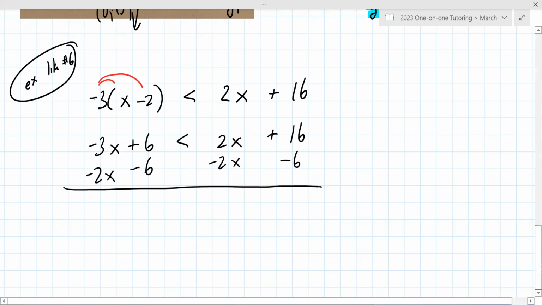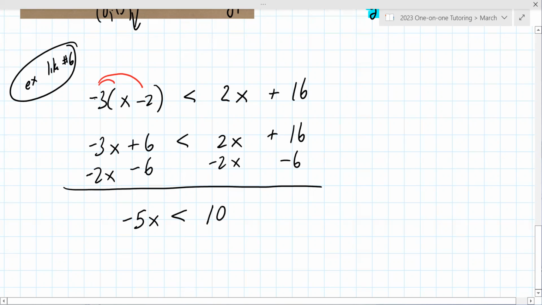Then you add them, right? Tell me what the left side becomes. What is -3x plus -2x? -5x. Okay, and then on the right, 16 minus 6 is 10.